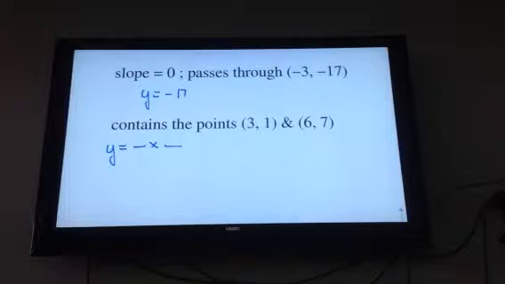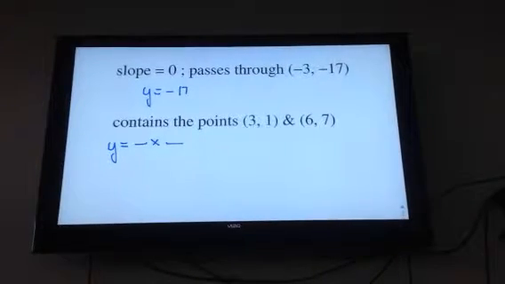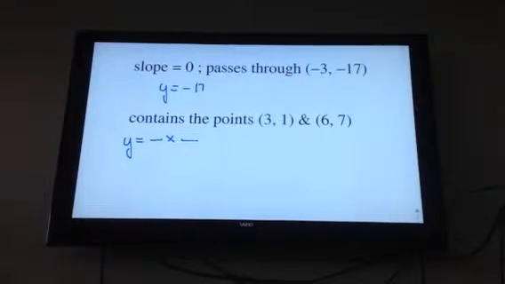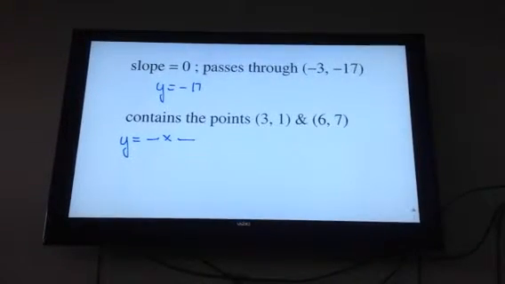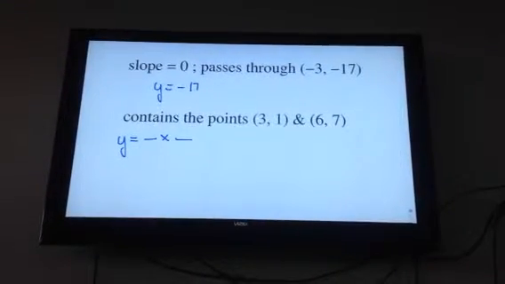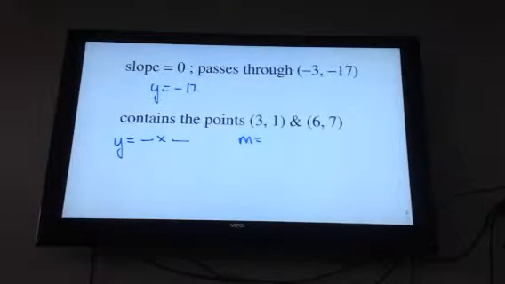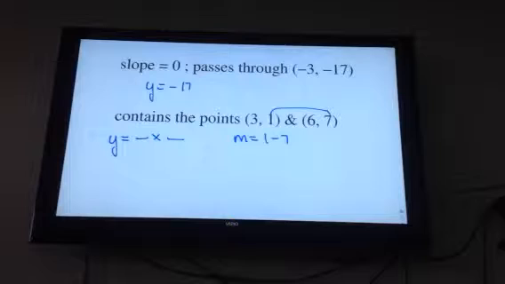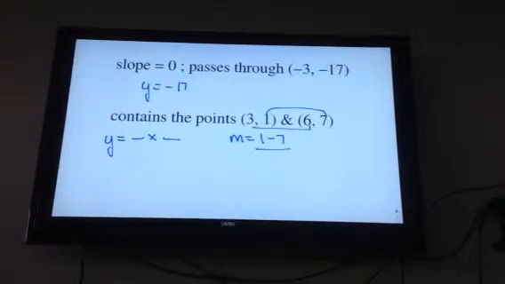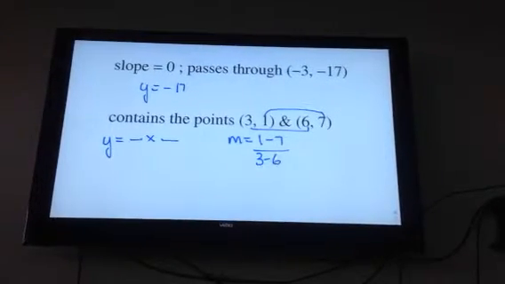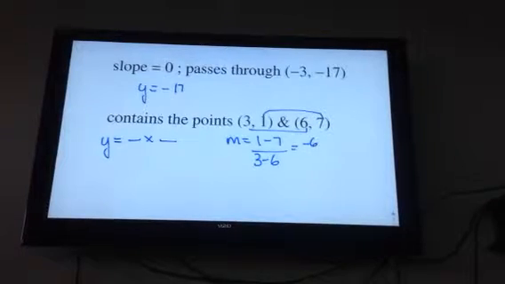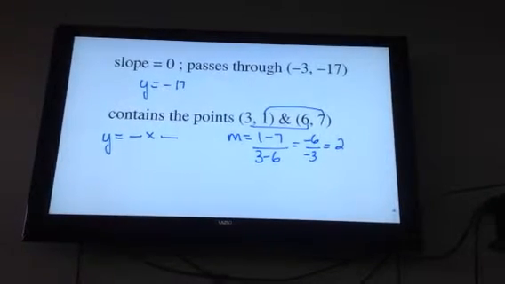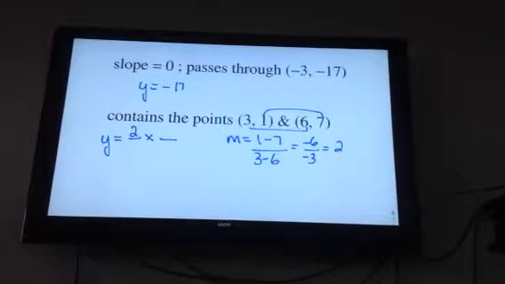But what I just did on my assessment today, I know how to find M. You have 2 points. If you have 2 points, you can find M. So M equals y minus y, 1 minus 7 over x minus x, 3 minus 6, and I get negative 6 over negative 3, which is a positive 2. And I fill it in.